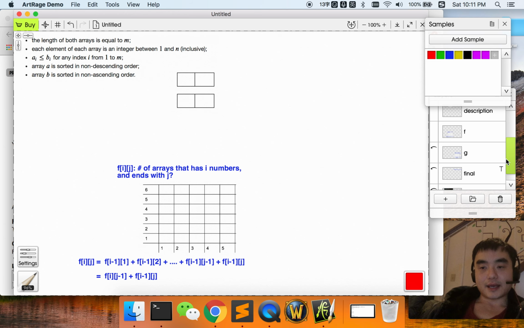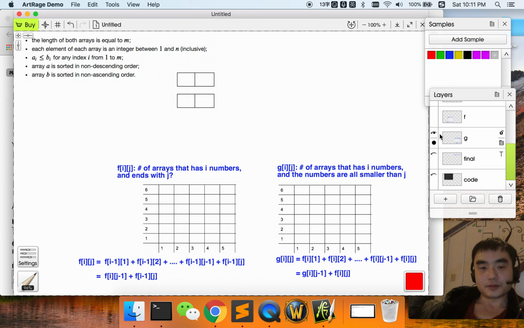And we can move on to another definition, which is G, right? G means the number of arrays that has I numbers, and the numbers are all smaller or equal than J, right?